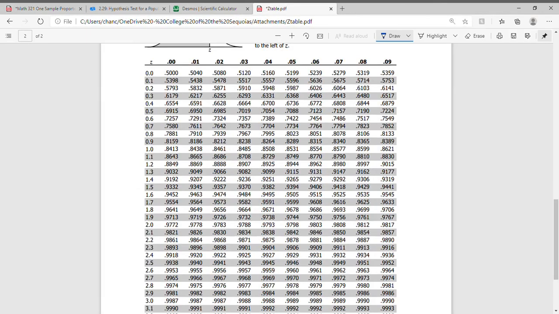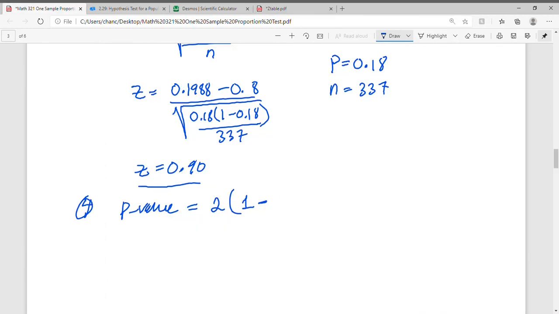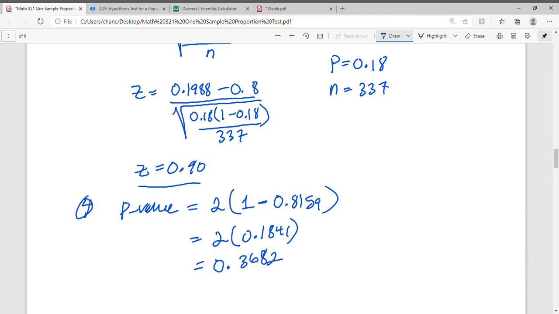Let's go to our z-table. We have 0.90 is located here, and we'll have to subtract that from 1 to find the area to the right. We have 1 minus 0.8159, and this gives us 0.1841, but we have to double it since it is a two-tailed test. Let's multiply that by 2. I get 0.3682. This is our p-value.